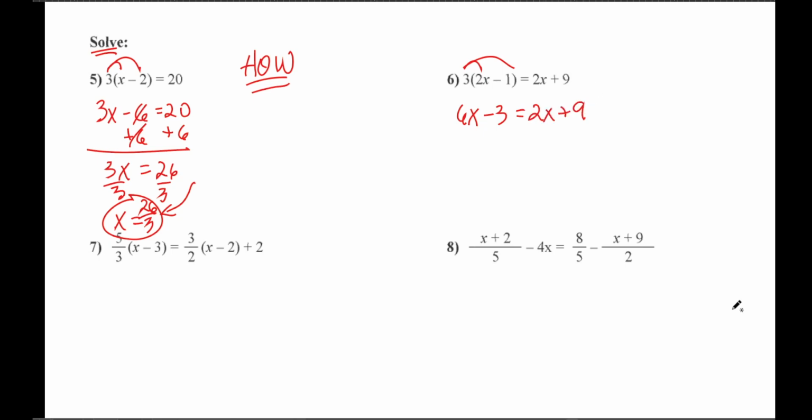Now I have to get the x's on the same side. Okay, that means I got a 6x on the left-hand side, a 2x on the right-hand side. I want to take that 2x, move it over to the left-hand side. So I subtract a 2x, and I subtract a 2x. So now I've got the x's all on the left-hand side. The reason I subtracted it is because it will cancel out. Then I brought it over here.